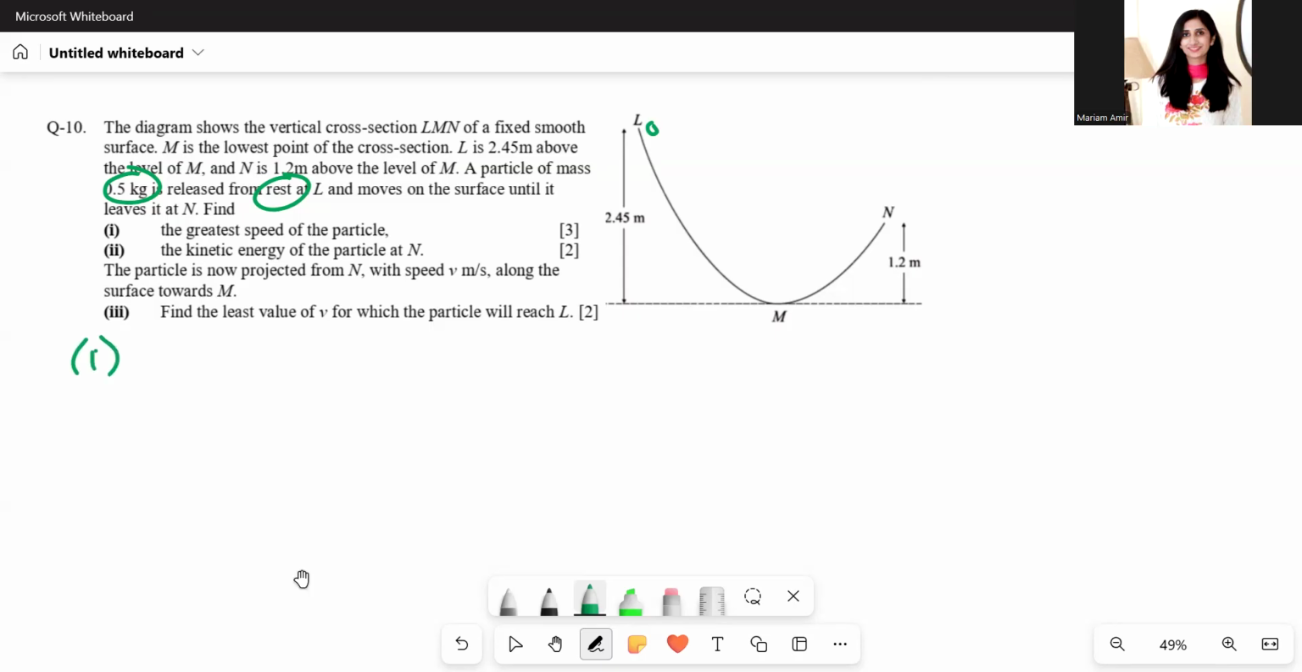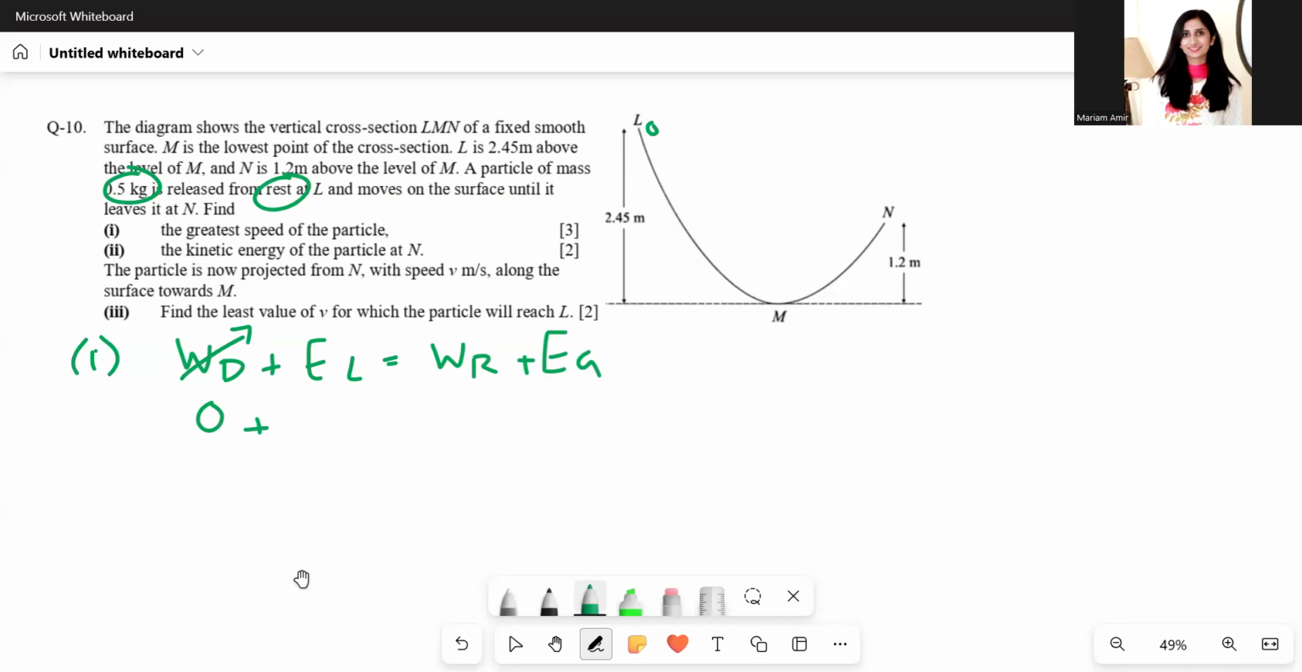I'm going to use the energy conservation formula, which is work done by driving force plus loss in energy is equal to work done by resisting force plus gain in energy. Okay, this is just a particle. It's not a car's engine. There's no driving force. Zero. Plus loss in energy.